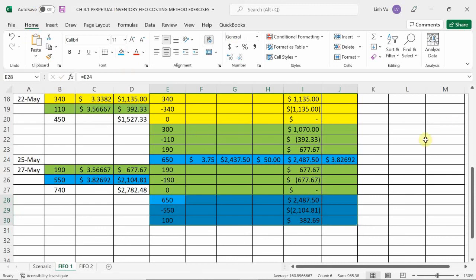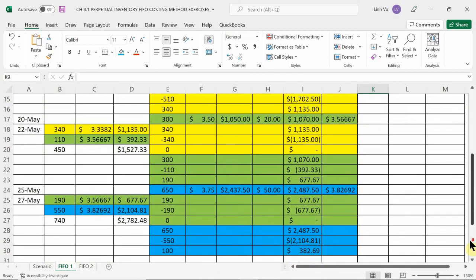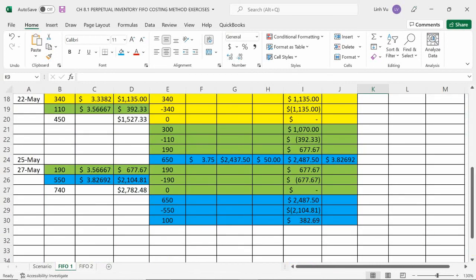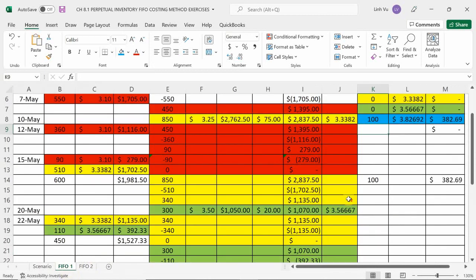So I need to go up to my window and adjust it because I no longer have 650 units left. I only have 100. And that's going to give me a total of $682.69. And that is how I do my very first worksheet here. And of course, at the end of May 31st, you should have a total of 100 units on hand. And that is true.